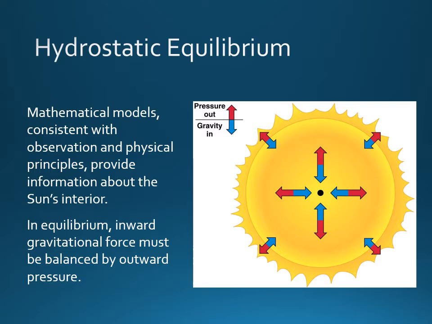Knowing the mass and radius of the Sun, we know where the gravitational force is produced. Since the Sun is in equilibrium, this means we know the amount of force necessary to keep the Sun in equilibrium. The only reactions that can produce this necessary force are nuclear reactions. Since we also know the Sun is primarily made of hydrogen, the reactions occurring at the center must be hydrogen fusion. Mathematical models consistent with observation and physical principles provide further information about the Sun's interior.